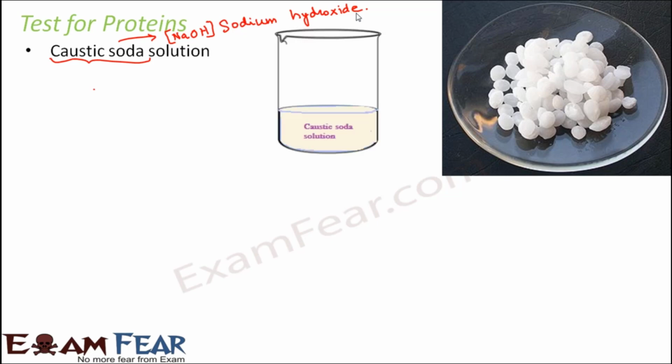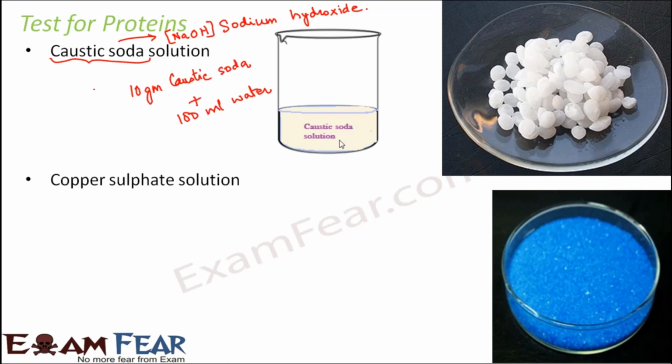We will take around 10 grams of caustic soda, because caustic soda is available in solid form, as I said. We will add it to 100 ml of water. And when we mix them properly, what we get is caustic soda solution. This caustic soda solution will be used to test for proteins. So this is one thing that we need to test proteins.